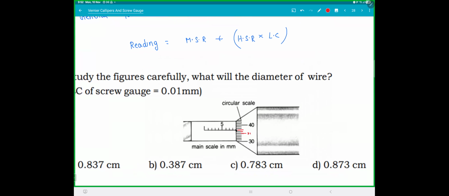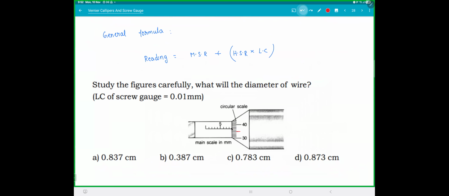And it looks a little difficult. You can see this is 3.5, 3.6, 3.7 now. That is 37 divisions. So you're done, right? So that will be 8 mm plus 37 by 100 mm. 8.37 millimeters or 0.837 centimeters. Clear with this? So screw gauge questions are pretty straightforward. There is not much variety in this.